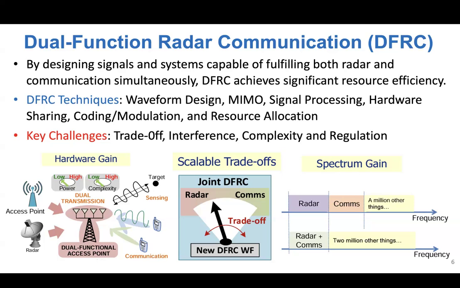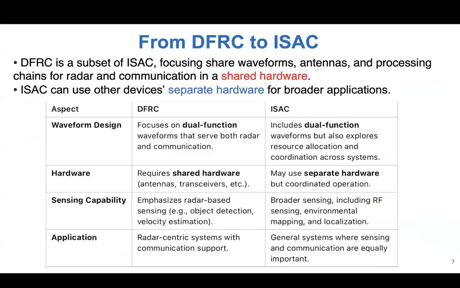Also, originally radar and communication were using different spectrum. Now they are using it simultaneously. So basically it's more efficient, but it also increases the complexity and the interference. Moreover, we need more standardization and regulation for these types of things.